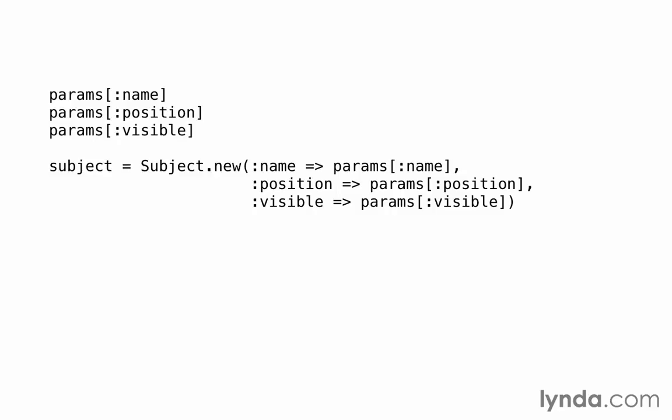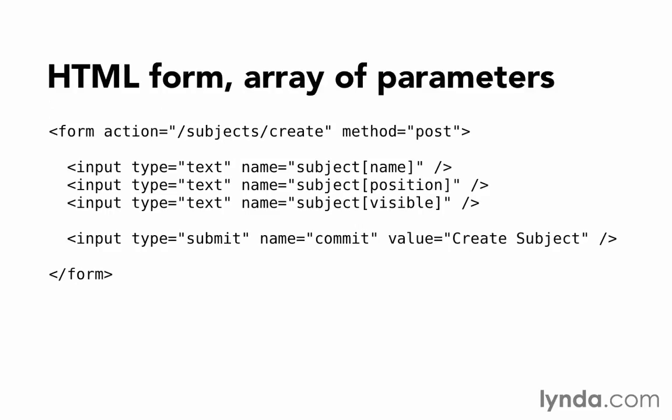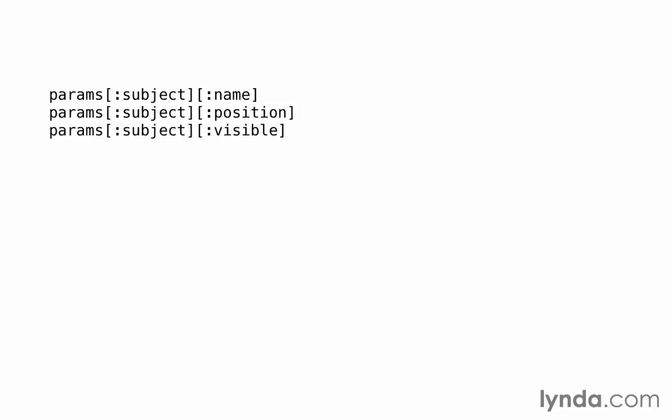Keep in mind that this is still part of basic HTML, not Rails. In this HTML form, notice the name value has changed. Where before we had name equals name, now we have name equals subject, and then in square brackets, name. This syntax submits the form values grouped together in an array named subject. It's a form array. When the form is submitted, the controller will still have access to them, but as a hash for the subject parameter, params subject.